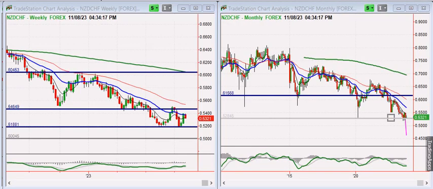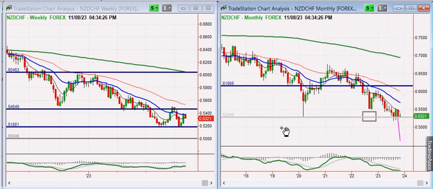Let's have a look at the last one, Swiss again, the Kiwi Swiss. Very bearish chart here at an important level. Again, that's the Corona spike low, right? So we're just testing that. That's the stop run level.